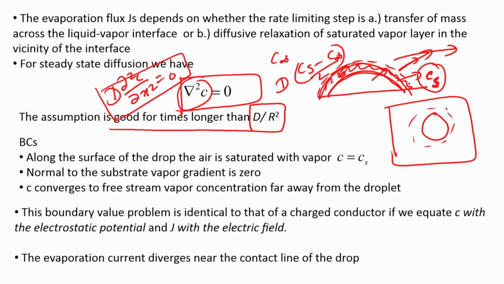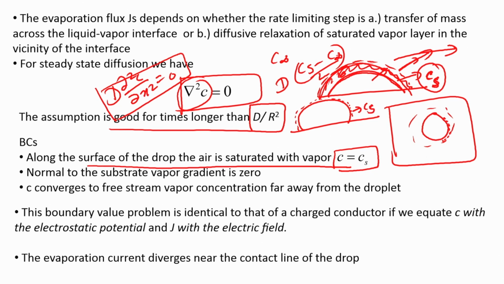But there will be boundary conditions which will match it to the interface, like we saw in the case of your spherical droplet. What happens is that along the surface of the drop, the vapor concentration has to be equal to the saturation vapor concentration. So, in the vicinity of the droplet, this is always at C_S, on the other side of the interface.